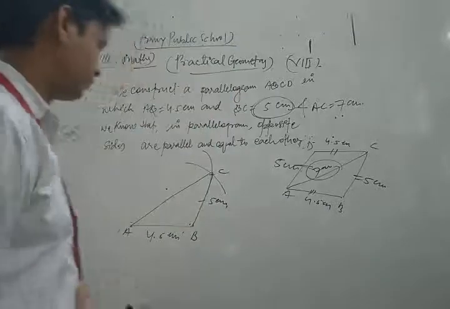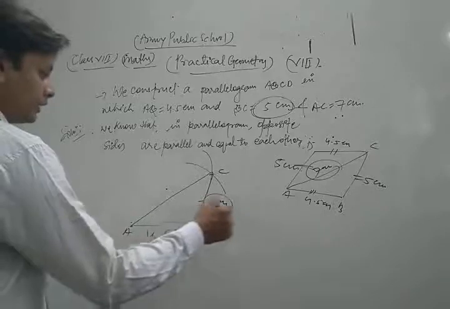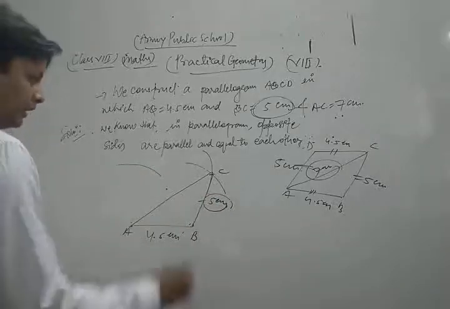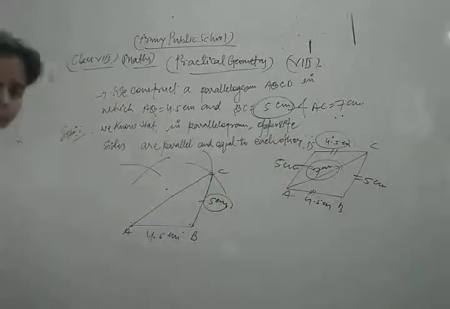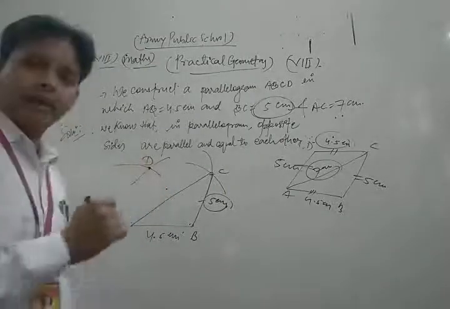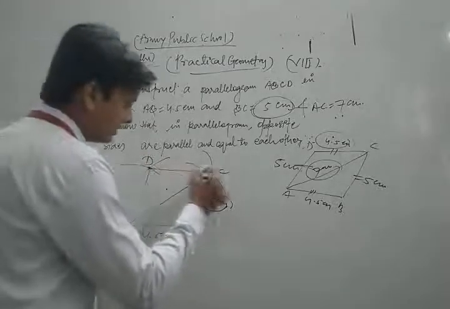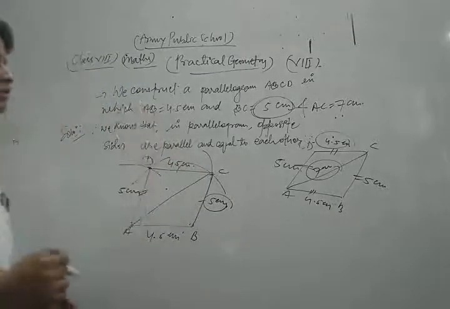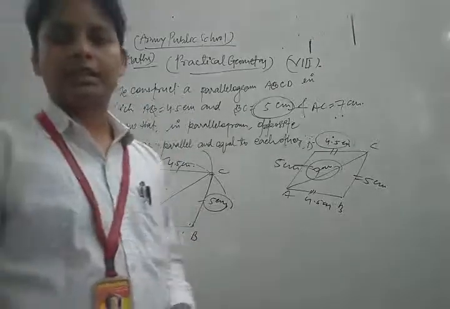Okay, now what I do? Taking A as center and distance equal to 5 centimeter, cut an arc in this way. Now taking C as center and distance equal to 4.5, we cut another arc in this way. Suppose that the arcs intersect each other at point D. Now we just join AD and CD. This is the required parallelogram. Okay, so dear students, using that concept, you can construct each and every question of your NCERT exercise.